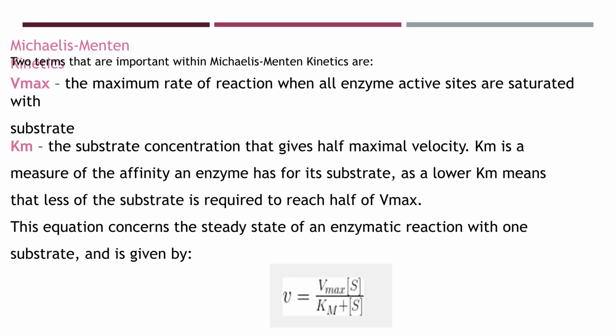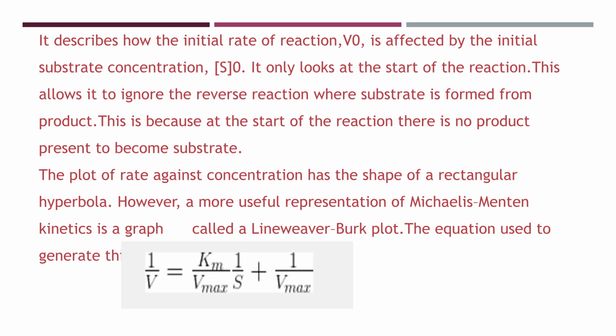Michaelis-Menten kinetics uses two important terms: Vmax, the maximum reaction rate at substrate saturation, and Km, the substrate concentration at half Vmax, which measures enzyme-substrate affinity. The Michaelis-Menten equation is used for steady-state kinetics with one substrate. The Michaelis-Menten equation describes how the initial reaction rate is affected by initial substrate concentration. It only considers the start of the reaction, ignoring the reverse reaction.